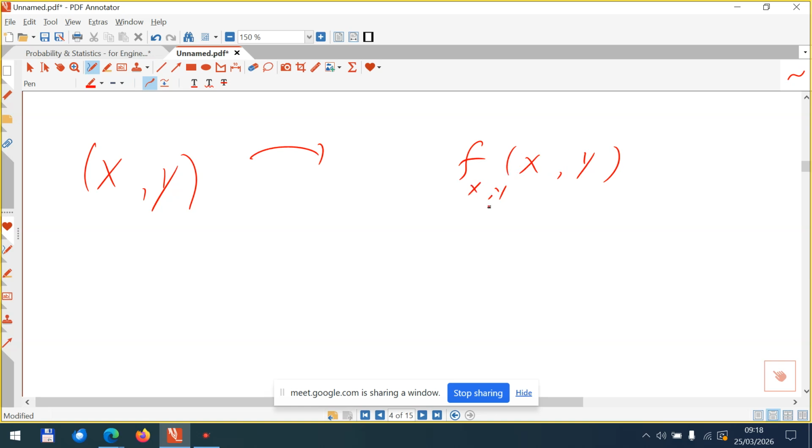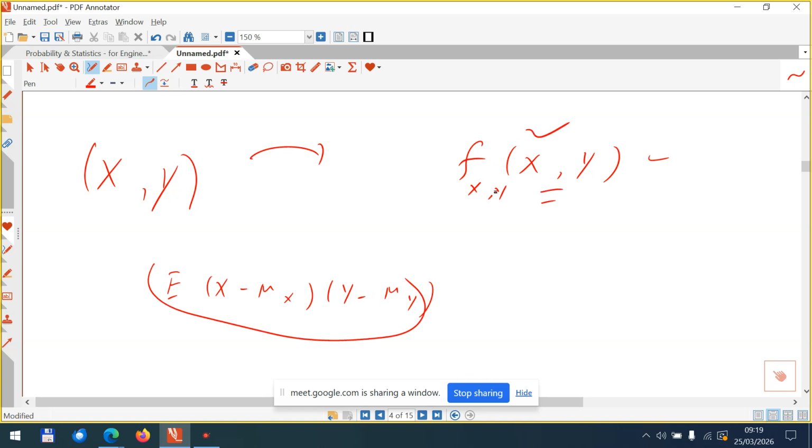Now the thing is this: if you know f x y, then you don't need this covariance. Why? This is actually at the heart of what you're trying to ask. Why would I need this when I know this? There, I know a complete picture of how x and y are distributed. That will tell me whether they are related or not, right?